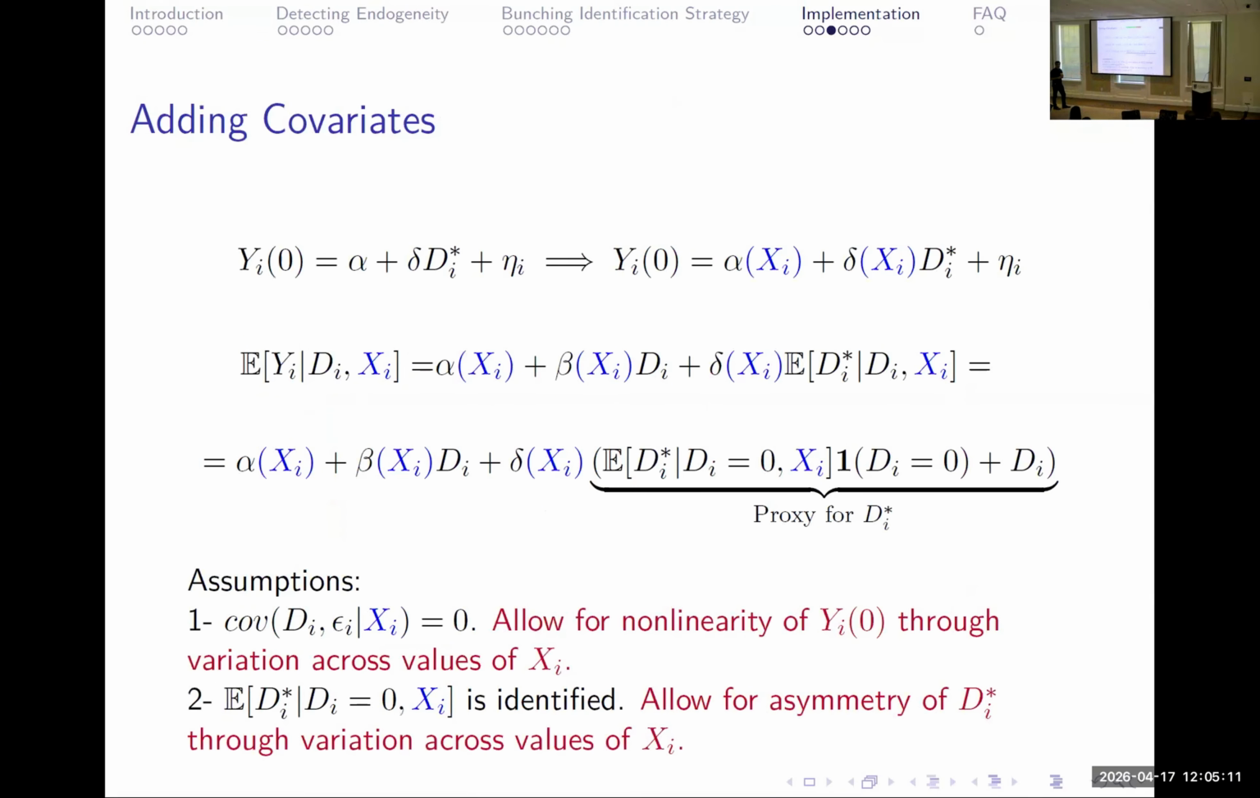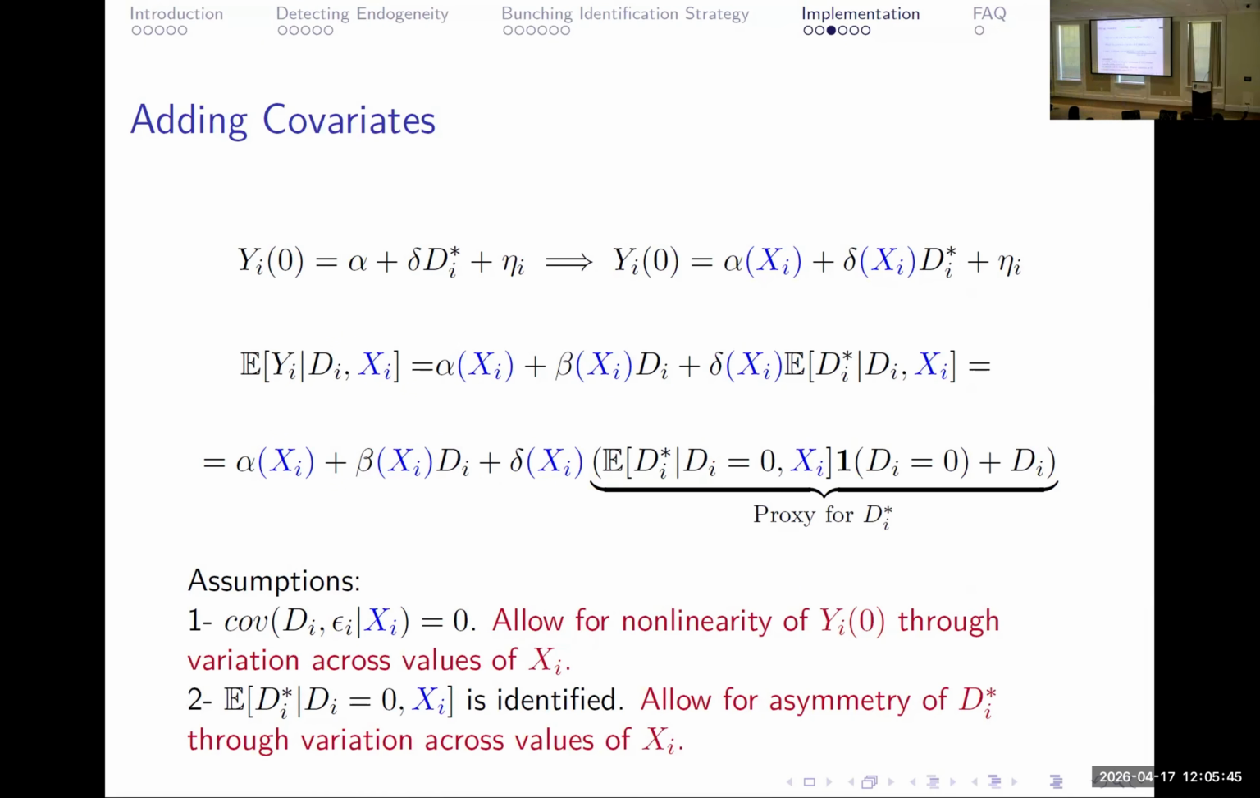Now, I would like to talk a little bit about implementation with controls, because I honestly think that that's where this method can be particularly helpful, since it's going to be particularly scalable to go after heterogeneous effects. The only thing that I did here was add a bunch of x's in parentheses. So instead of having a model of the untreated potential outcome that assumes linearity, I'm now assuming linearity conditional on x, right?